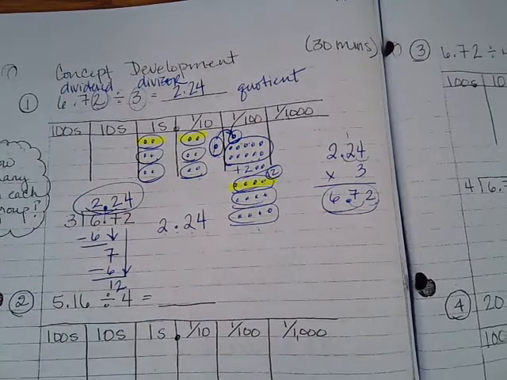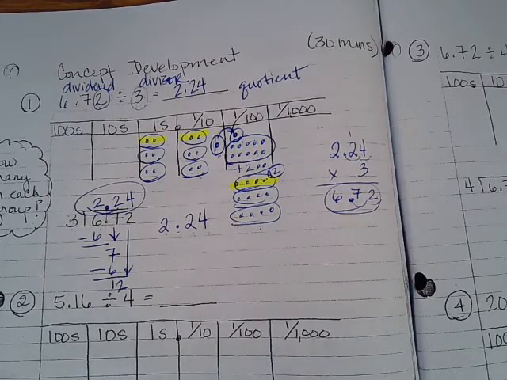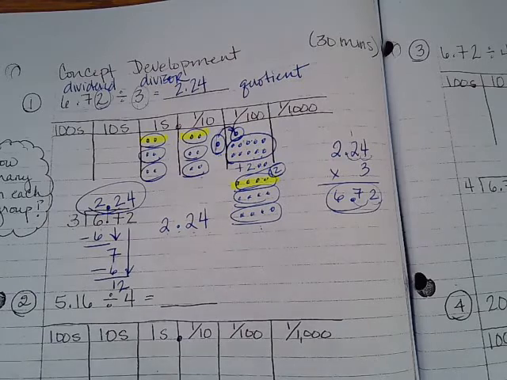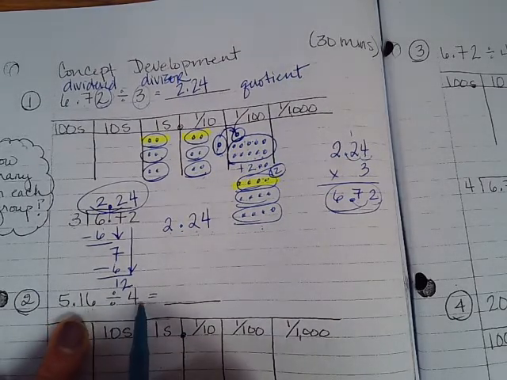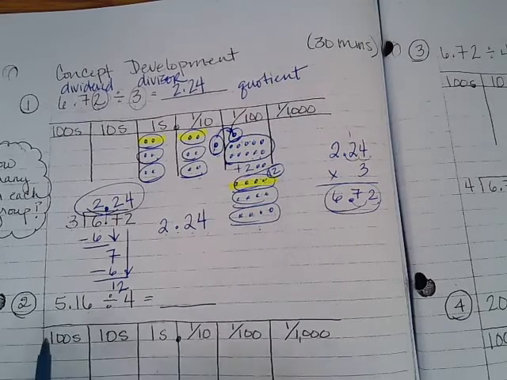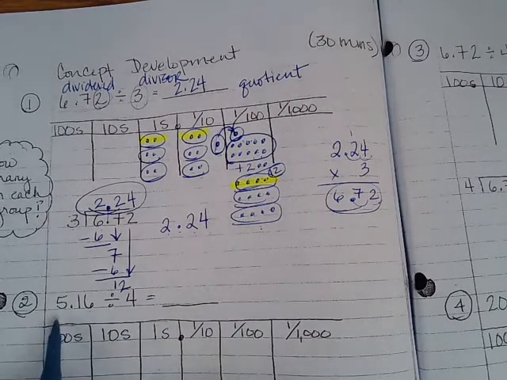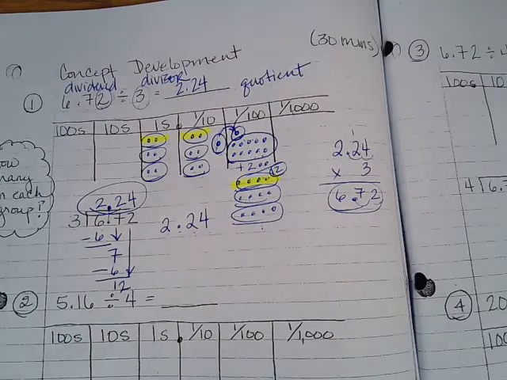All right, let's go on to problem 2. 5.16 divided by 4. So 5 and 16 hundredths divided equally into 4. So let's go ahead and try to figure out how we can divide 5.16 equally into 4 equal groups.